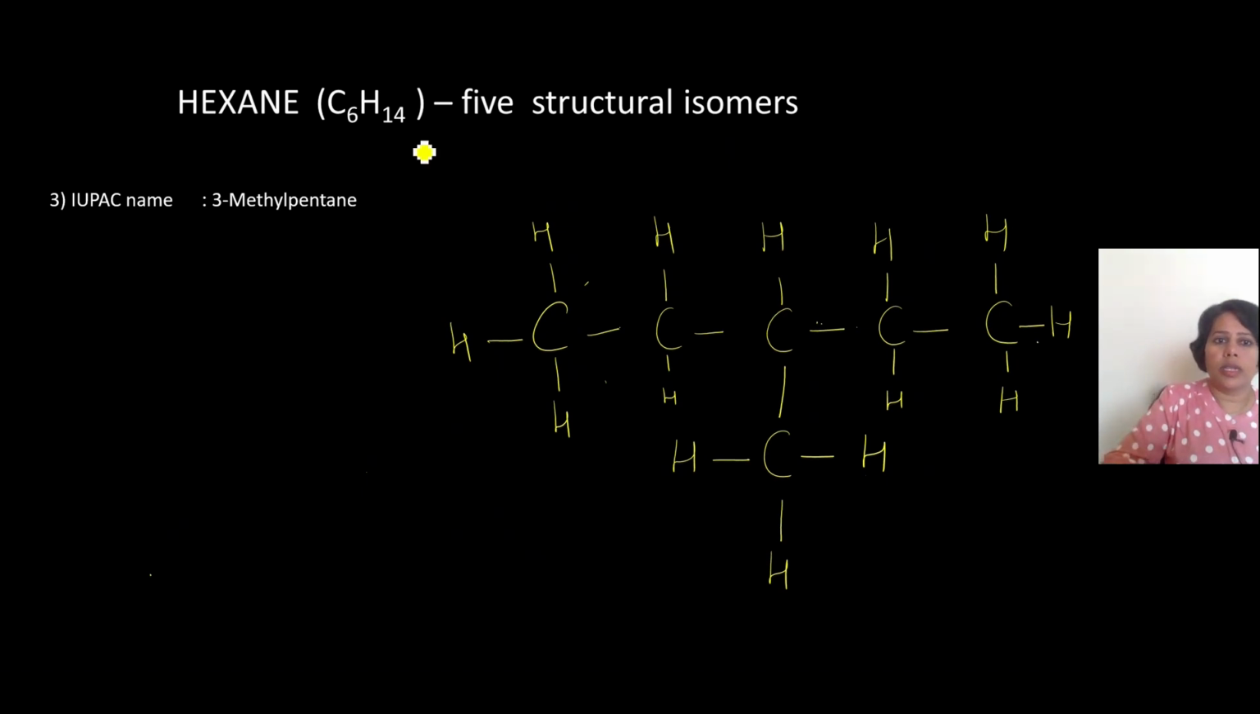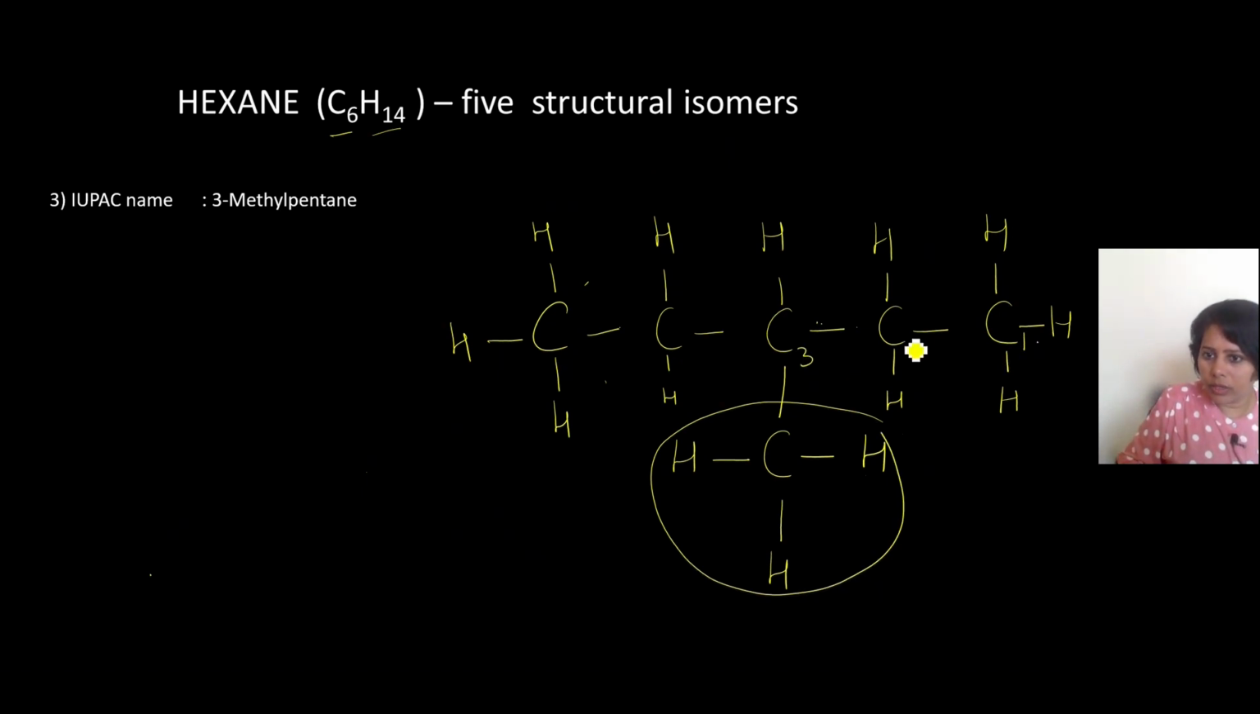So total carbon is 6 and total hydrogen is 14. Means molecular formula is same, but here structural formula is different. Now we have kept the methyl group in the third carbon. So count 1, 2, 3, 4, 5. So the longest carbon chain is 5 carbon, and the methyl group acts as substituent in the third. So the name of this compound is 3-methyl pentane.